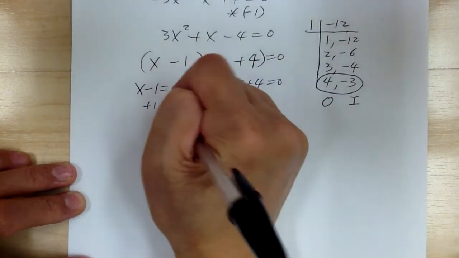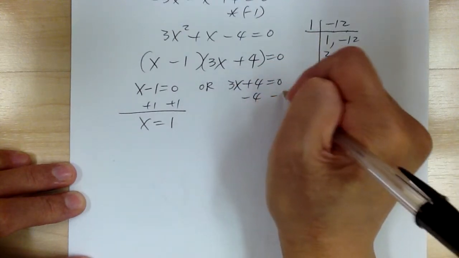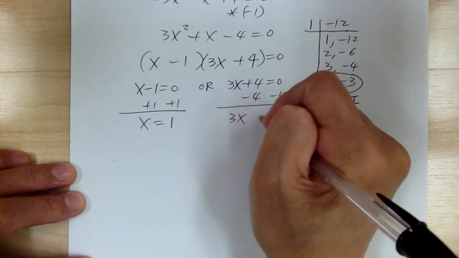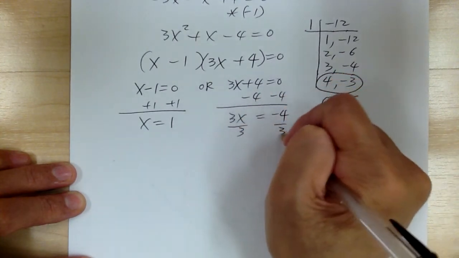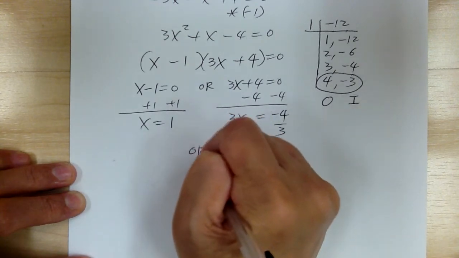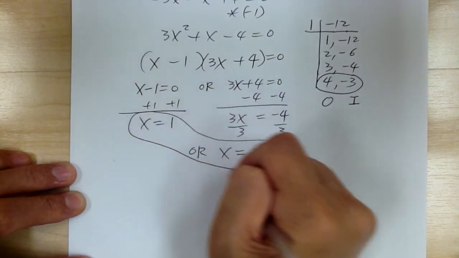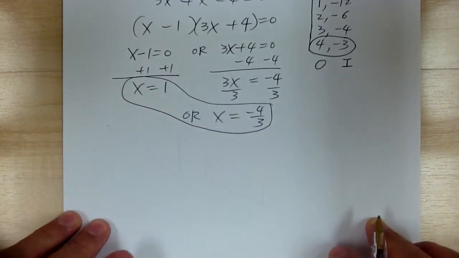So +1 on both sides. So you got x equal to 1. This one you have -4 on both sides. You got 3x equal to -4. Divide by 3, divide by 3. So x equal to -4/3. Okay, so your answer would be that. x equal to 1 or x equal to -4/3.